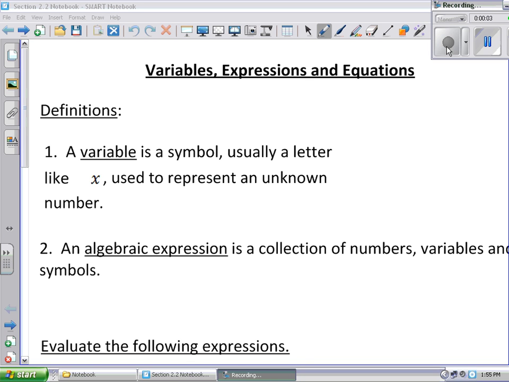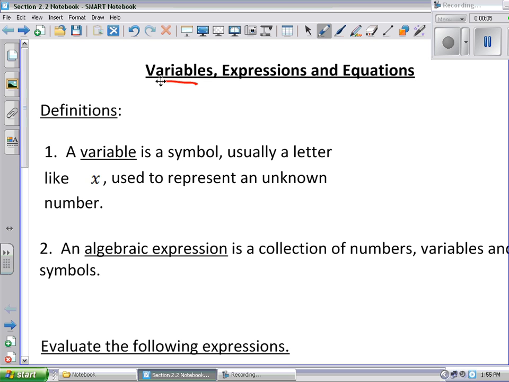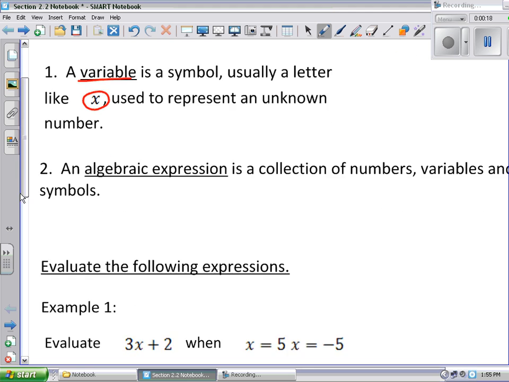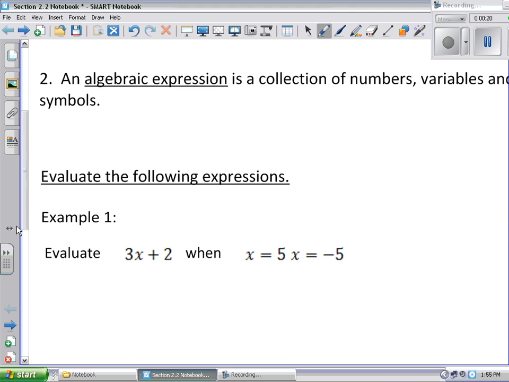I'm going to be working with you on Module 2, Variables, Expressions, and Equations. Let's start with some definitions. A variable is a symbol, usually a letter like x, used to represent an unknown number. An algebraic expression is a collection of numbers, variables, and symbols.